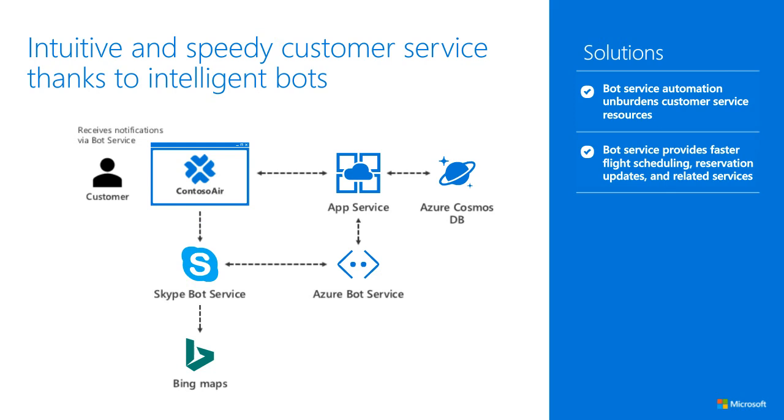So the customer goes onto Contoso Air, which is kind of that application, which is backed by app service. And app service is backed by Azure Cosmos DB as that real-time database, that highly available real-time database. And then app service can actually hook up to Azure bot service, and Azure bot service can interact with Skype bot service and Bing Maps. And so the key thing here is that you are using the bot service to interact with the customers, so that they can actually have real-time customer support.